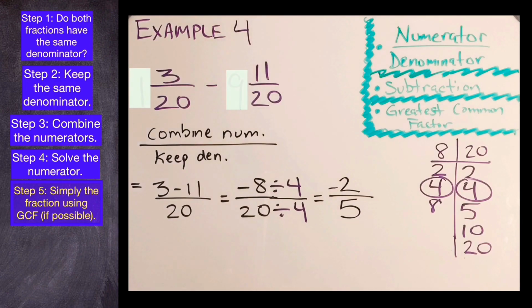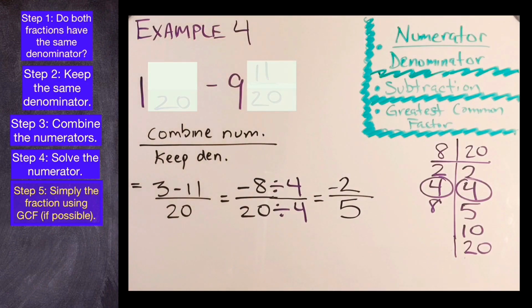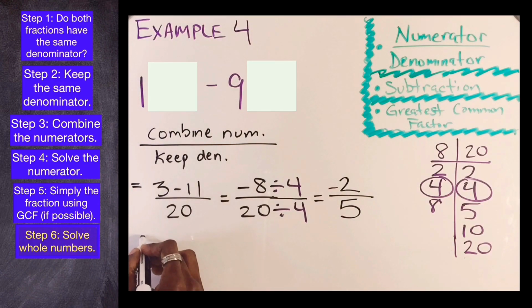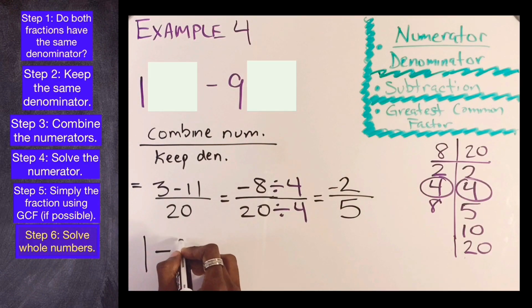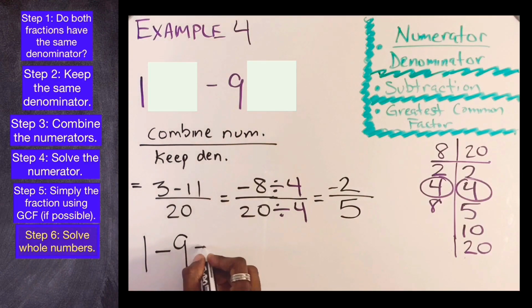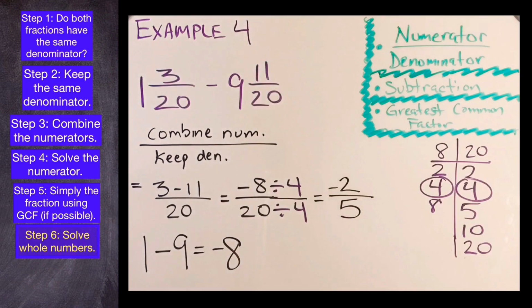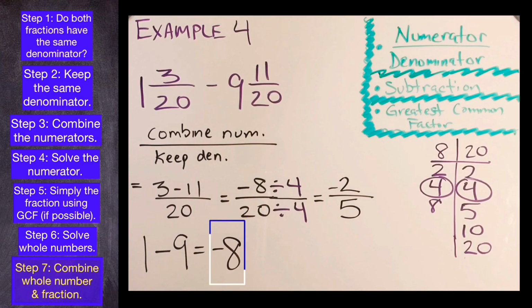So let's uncover our whole numbers and let's solve that. So our whole numbers say 1 minus 9. 1 minus 9 is equal to negative 8. So now we have our new fraction, which is negative 2 over 5, and we have our new whole number, which is negative 8. Now our last step is going to be to place the new whole number right beside the new fraction, and then we're done.